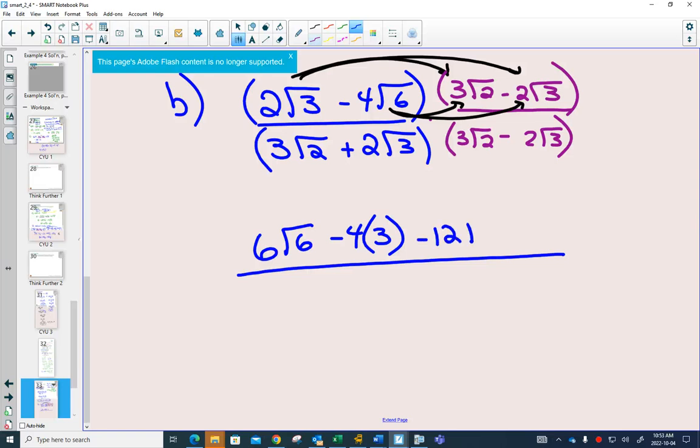Root 6 times root 2, root 12. And finally, minus 4 times minus 2 would be plus 8. And root 6 times root 3, root 18.